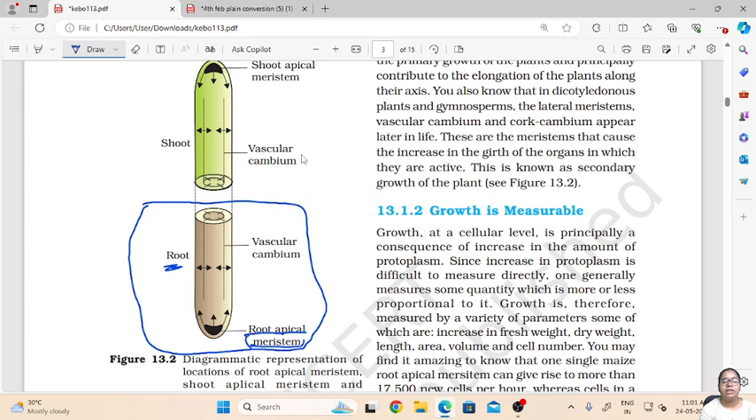So meristematic tissue, we all know, is a dividing tissue. It will continuously divide to form new cells to form the root system. So likewise it will form new cells over here, that is at the root apical part, and it will continuously form them, and then it will form the root system. This root apical meristem will continuously divide to form the root system.